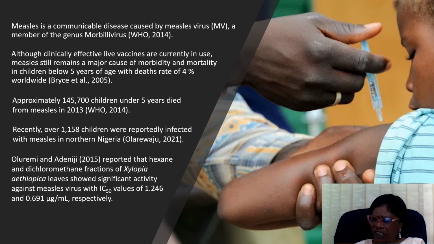Oluremi and Andrade-Linares in 2015 reported that hexane and dichloromethane fractions of Xylopia aethiopica leaves showed significant activity against measles virus with IC50 values of 1.246 and 0.691 micrograms per ml.